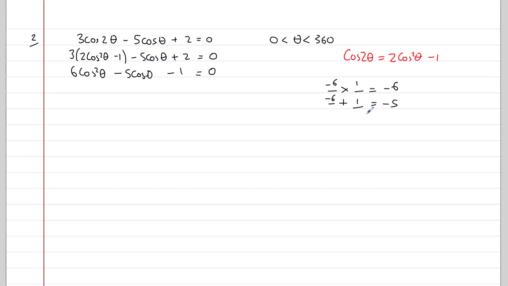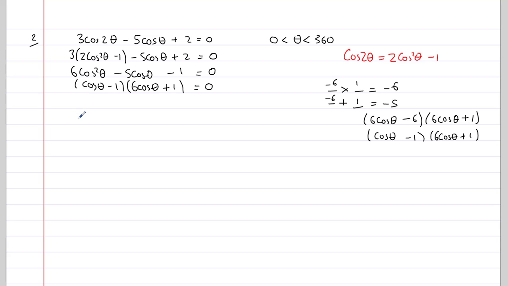So in a pair of brackets, I'm going to put 6 cos theta minus 6 and 6 cos theta plus 1. Now because I multiplied C by 6, this answer will be 6 times too large, so I need to take a factor of 6 out of here, and I can do that from the first bracket and make this cos theta minus 1 and 6 cos theta plus 1.